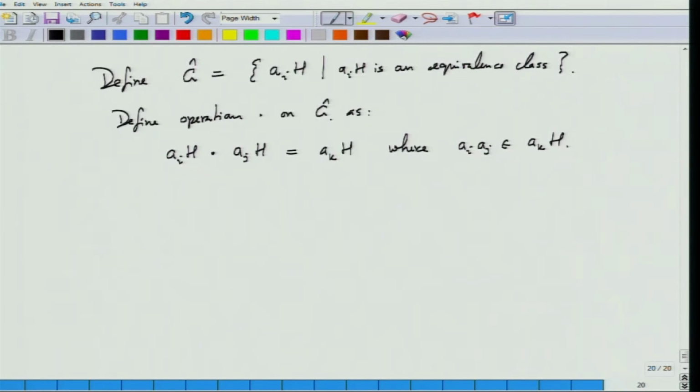The dot operation on G hat is defined as follows: AIH is one element of G hat, AJH is another element of G hat, and they are operated on each other. You get AKH, which is the third element of G hat. AK is that element of G such that AIAJ belongs to AKH. And we state the theorem which I will prove later. Under this operation, this set of equivalence classes itself is a group.